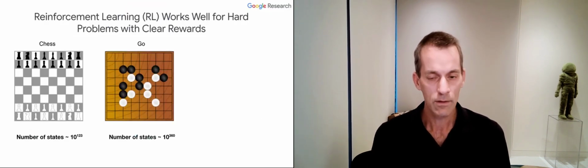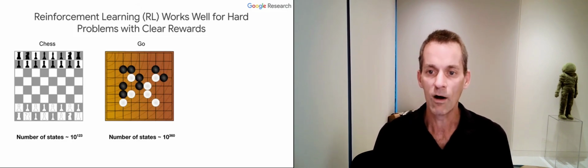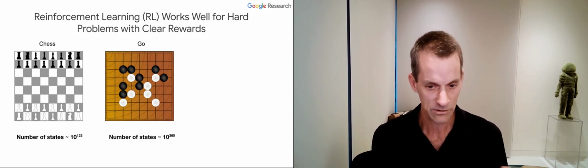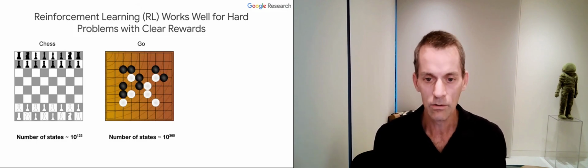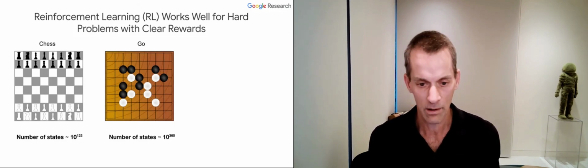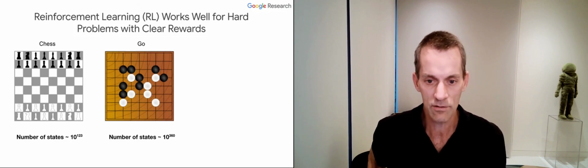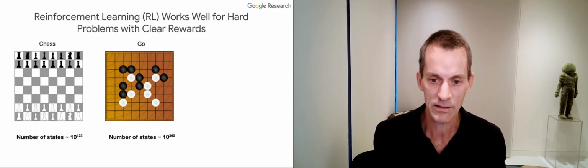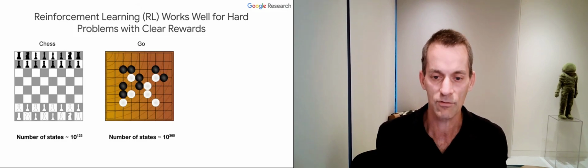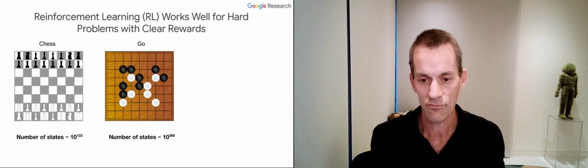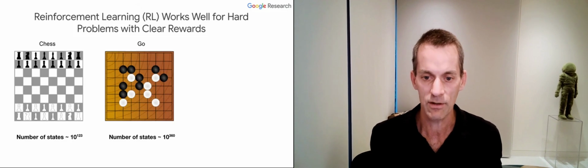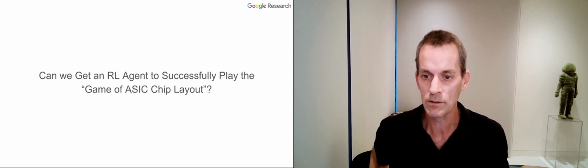And RL, as you obviously know, works really well for hard problems with clear rewards. So things like chess or game playing like Go, where you know you win or you lose, and you can sort of backpropagate that set of actions and understand the reward that you get for the different moves you made along the way to either winning or losing. So can we get an RL agent to successfully play the game of ASIC chip layout? One of my favorite games, coming soon to middle school children everywhere.